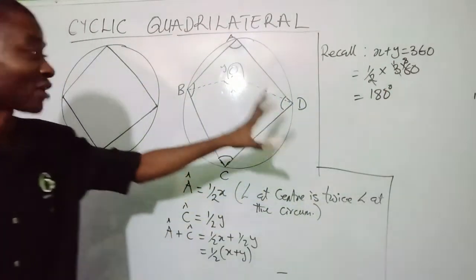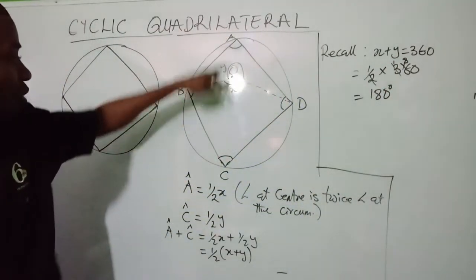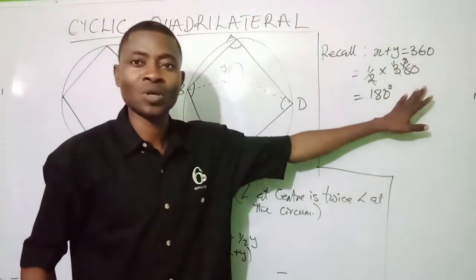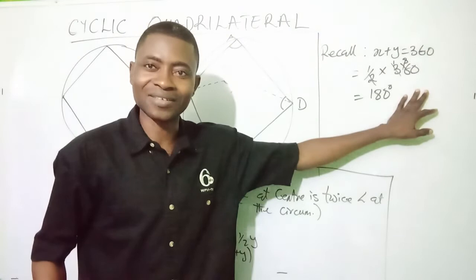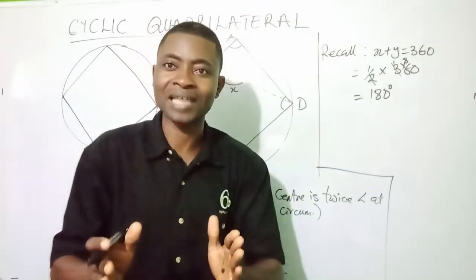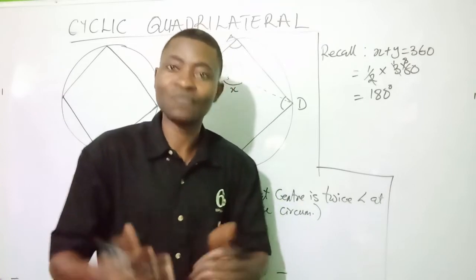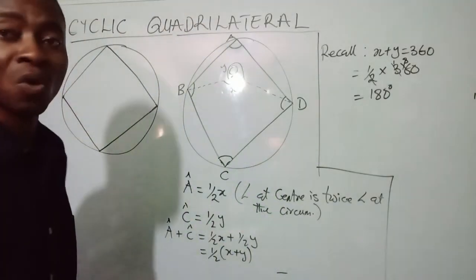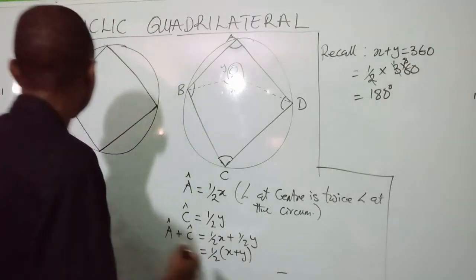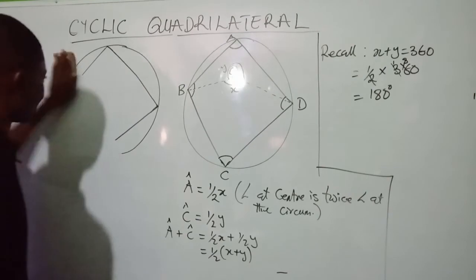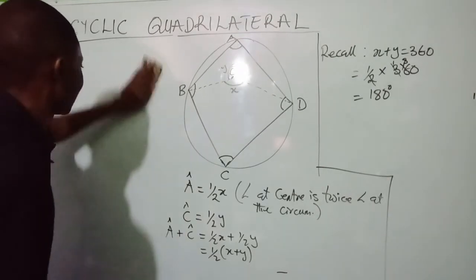So that is it. We have successfully proved that the sum of the opposite angles of a cyclic quadrilateral is equal to 180 degrees. So this is the first theorem that we must understand before we can solve questions very well on cyclic quadrilaterals. Now the second one, which we'll not be proving now, is this. Let me clean this side now.